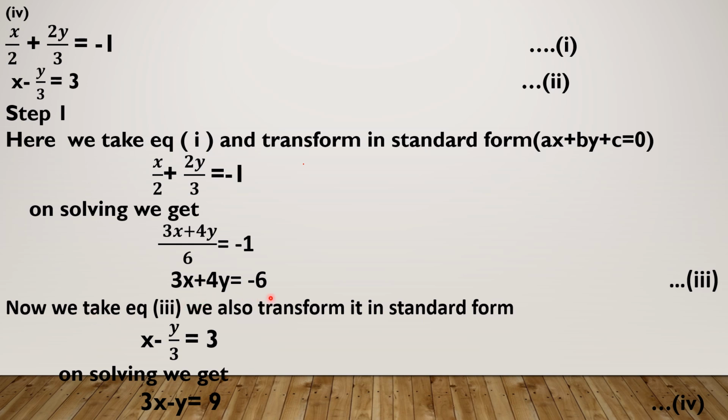Now this is the linear equation in two variables, which is the standard form of equation number 1. So we consider it as equation number 3. Now similarly we take equation number 2, which is x - y/3 = 3. So we transform it also into the standard form, ax + by + c = 0. On solving and taking the LCM, we get 3x - y = 9. So we have transformed equation number 2 into the linear equation 3x - y = 9, which is the standard form. So we consider it as equation number 4.